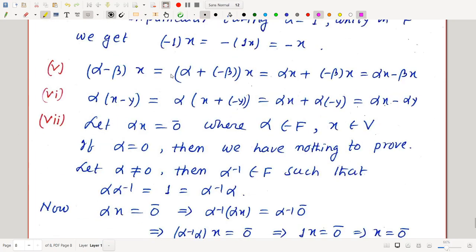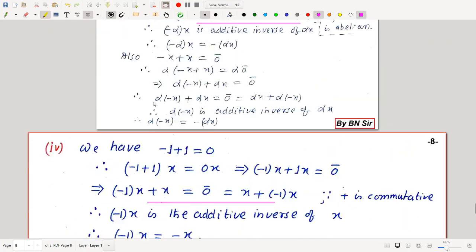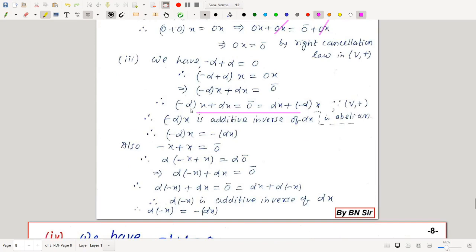Number 5: alpha minus beta x is alpha plus minus beta x. This is the meaning of subtraction, alpha plus minus beta of x. Now by the distributive property, which is in the definition of vector space, alpha x plus minus beta into x, but minus beta into x is minus beta x. We have already proved this.